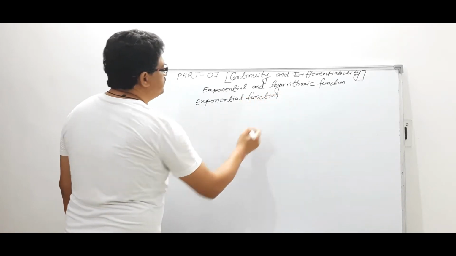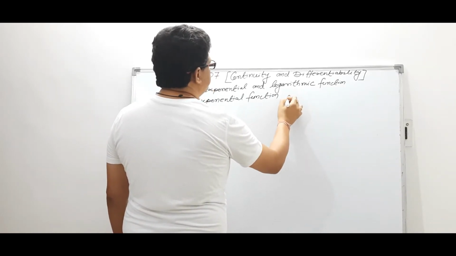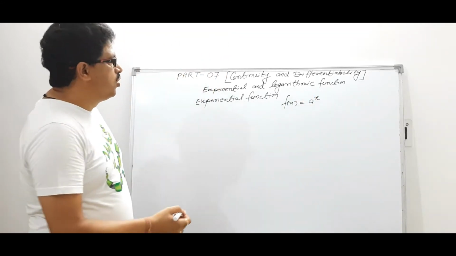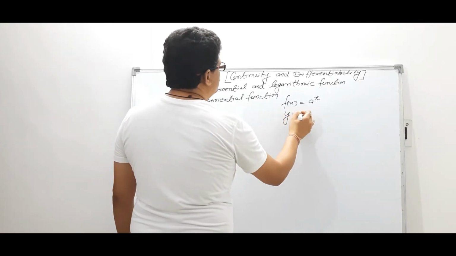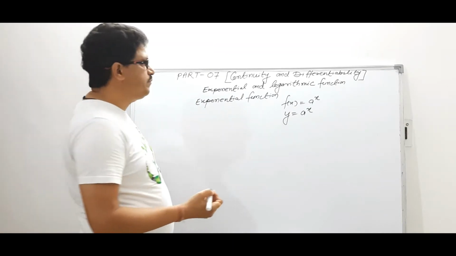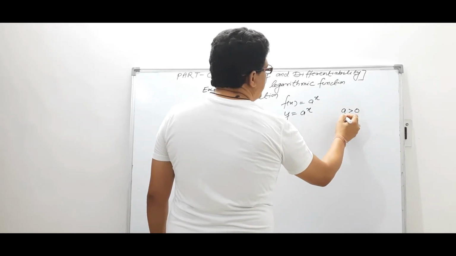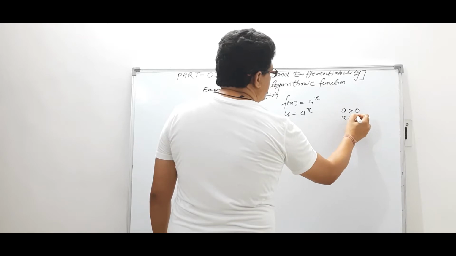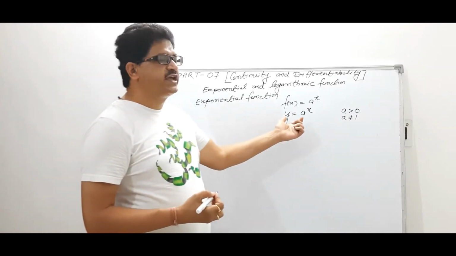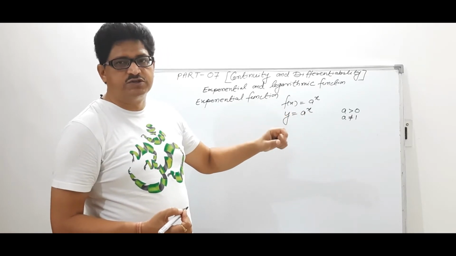Exponential function. f(x) is equal to a raised to x, or y is equal to a raised to x, is called exponential function, where the value of a is greater than 0 and a is not equal to 1. This function is called exponential function. The value of a is greater than 0 but a is not equal to 1.